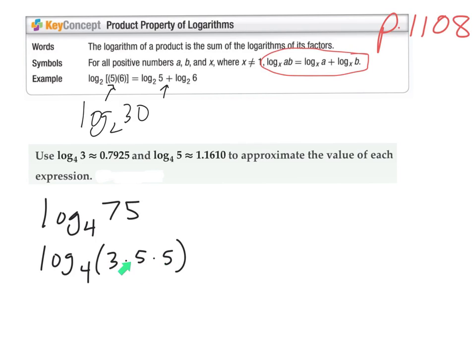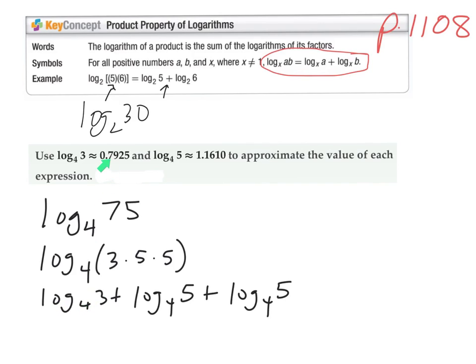And since I have 3 numbers multiplied together, I can separate this into 3 logs by addition. So I'm going to get 3 logs. Log base 4 of 3, log base 4 of 5, log base 4 of 5. And when I add those 3 together, I will get the same value as if you typed that in the calculator, which can be done, but I'm not going to show you how to do that quite yet. Okay. So I need to replace this. Log base 4 of 3 is 0.7925. Log base 4 of 5 is 1.1610. So I just have to put those in both of those places. And essentially this is what I have now.